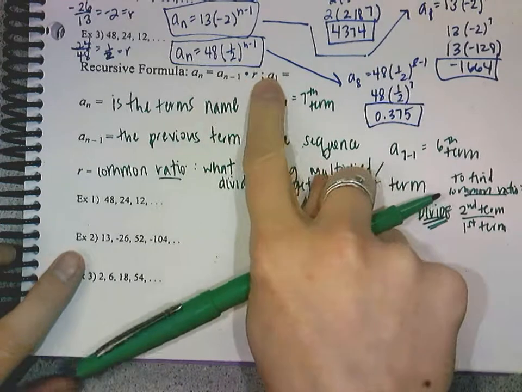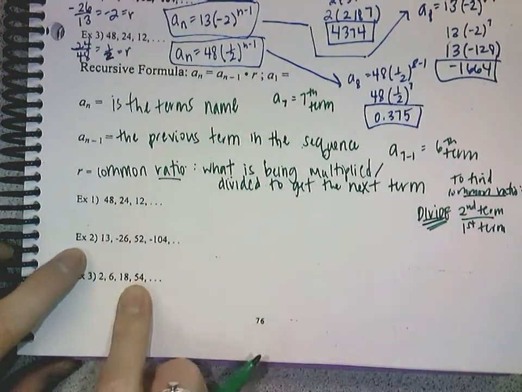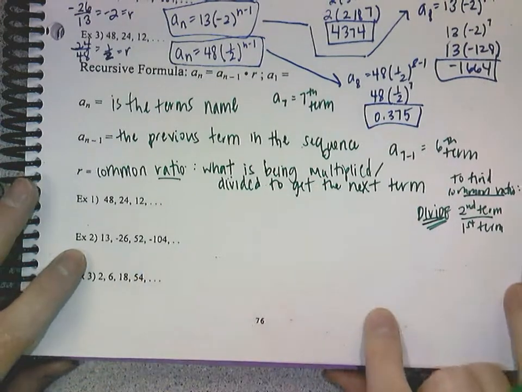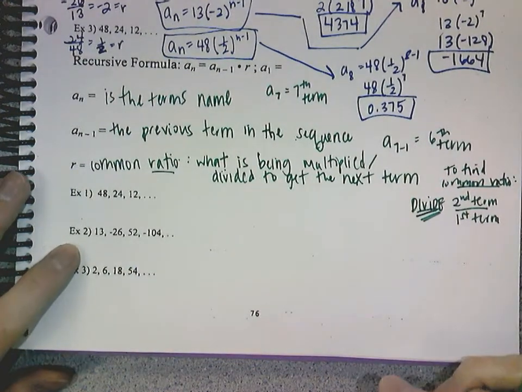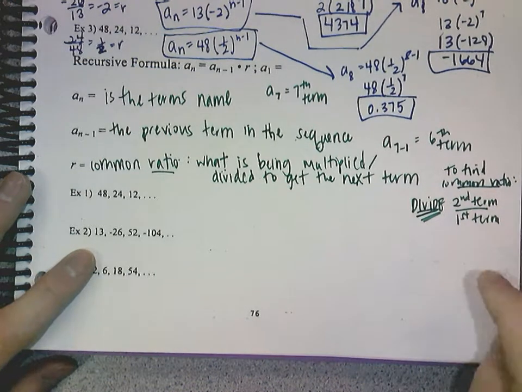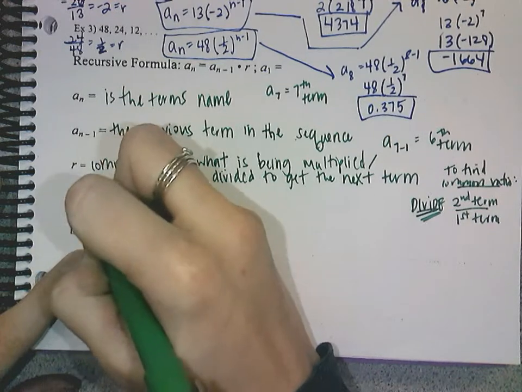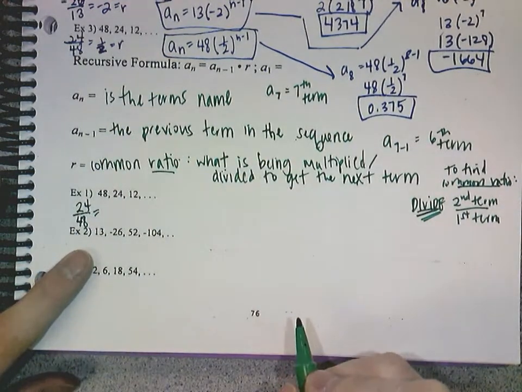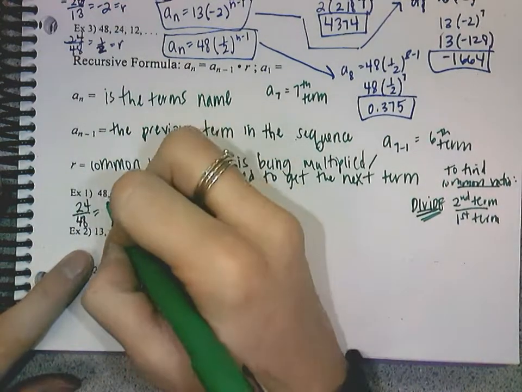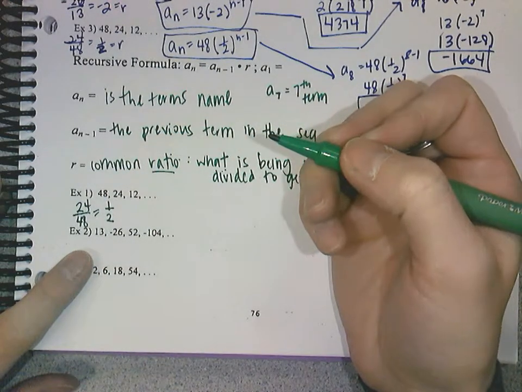Alright, so here we go. We have our formula, we know what the different pieces of our formula mean, and we have our 3 sequences that we're going to practice with. So the first one, we need to start by figuring out the common ratio. Remember, the common ratio is the 2nd term divided by the 1st term, so we're going to do 24 divided by 48. And in your calculator, when you do 24 divided by 48, you get 1/2, or you could also write that as 0.5.